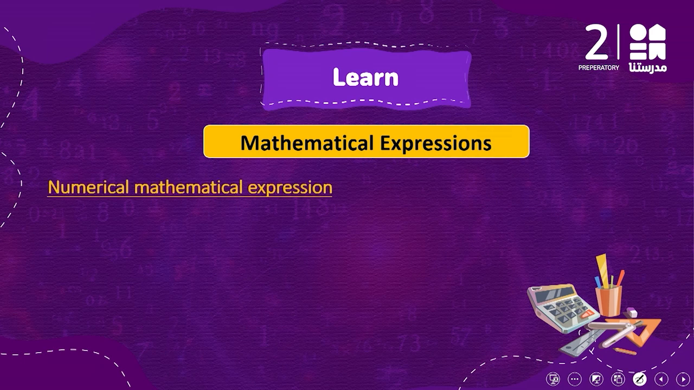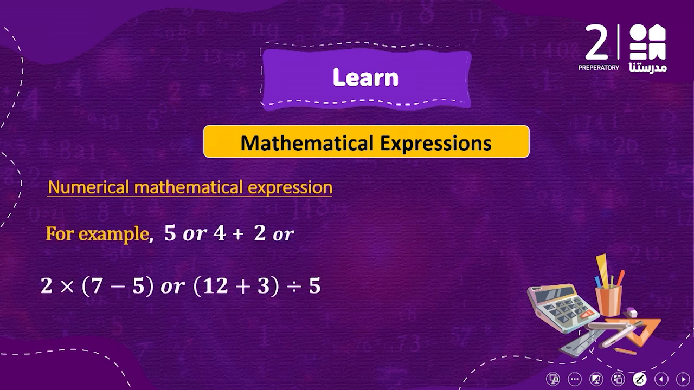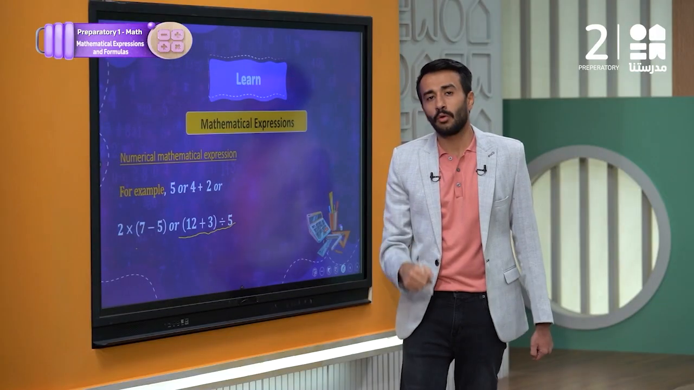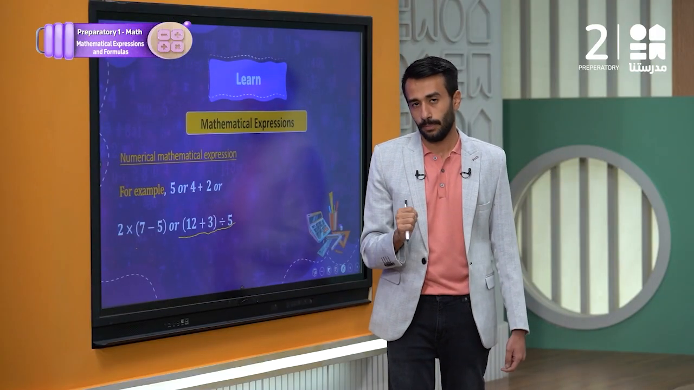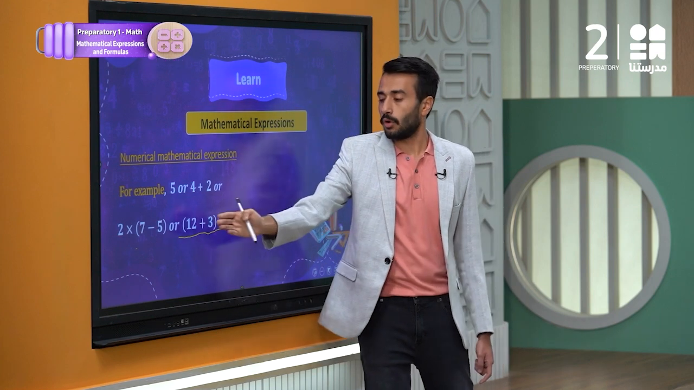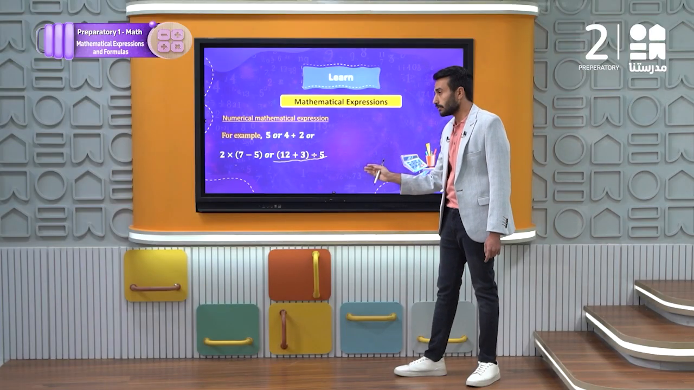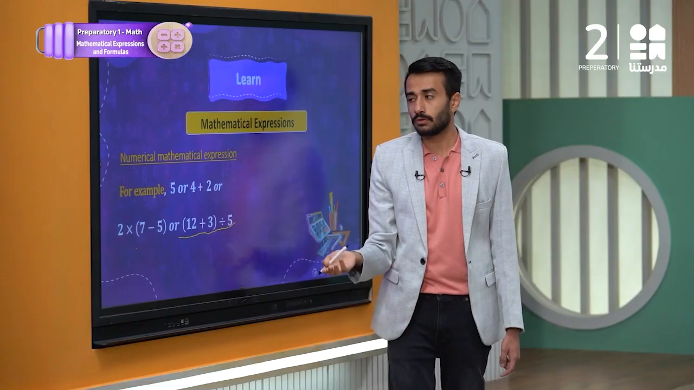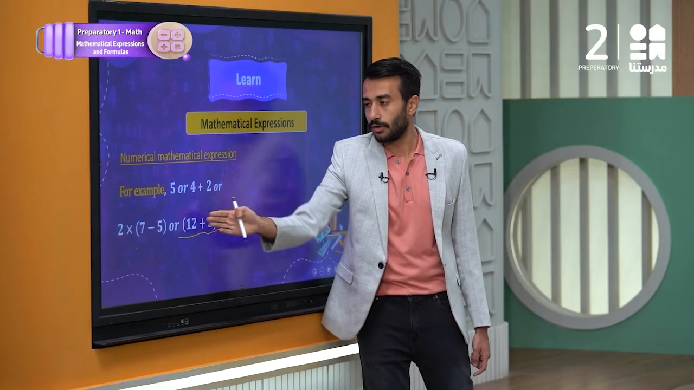Starting from this point, you will know what the mathematical expressions are. We know from previous examples like 5, 4 plus 2, or this calculation, or this one. If you have just numbers in your calculation, this is called a numerical expression, or numerical mathematical expression. So this is the first type of the mathematical expressions. When you are facing just numbers in calculations, it's called a numerical expression, as we have numbers here.